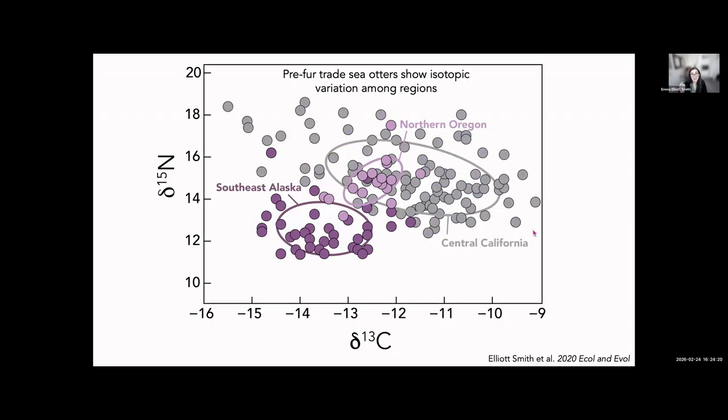And this becomes more evident when you add in data that we have from California. So now you can see that Northern Oregon and Central California have very similar average nitrogen isotope values. And this makes sense since they're both part of the same current system, whereas Southeastern Alaska has a different local oceanography. So now let me take a step back and provide a bit more context for the mass of data I threw up there from California.